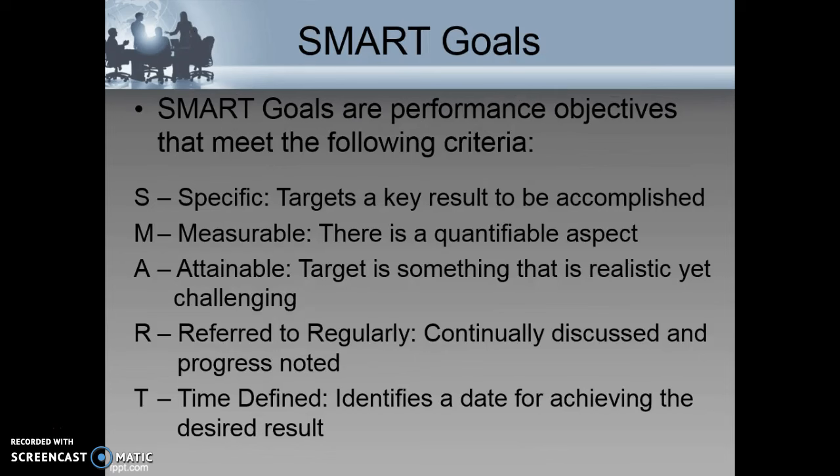These are how we create our performance objectives, making sure that they are SMART. They are specific, so we target a very key result. We have a very specific thing that we're trying to look at. They're measurable, so I can tell whether I've done it or not. They are attainable, so it's realistic but still challenging. They are referred to regularly. In other words, we're constantly going back and looking at them and making sure we keep them in mind when we're doing things. And they are time defined. We know when we have to have that particular result achieved by so we can measure it.